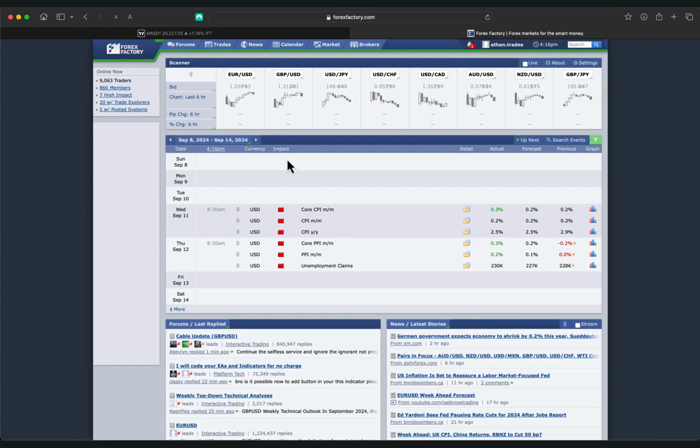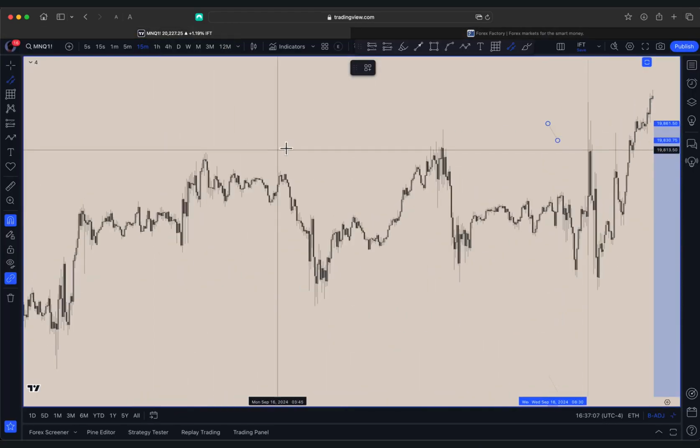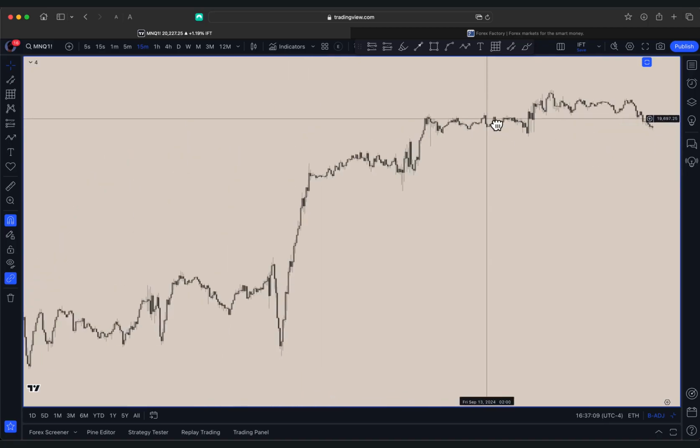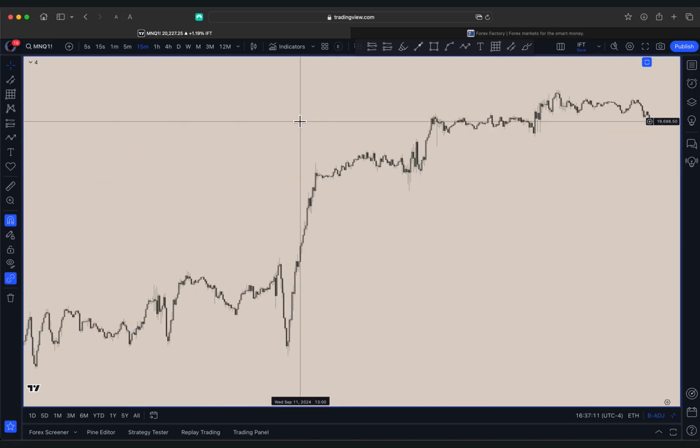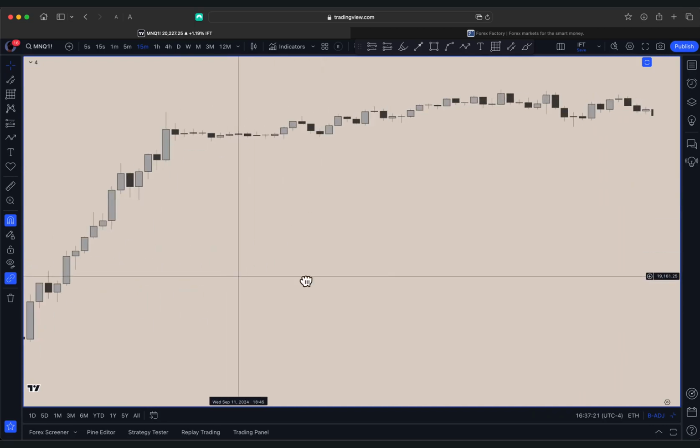And last but not least, here we have CPI. We can see on September 11th, here it says core CPI, CPI month over month, CPI year over year. This is what it's going to look like whenever you have CPI occurring. So here we can see September 11th at 8:30. So we're going to go on our chart and look for September 11th at 8:30. So that'll be back here. And once again, I'm just putting a vertical line here to delineate that this is the 8:30 mark.